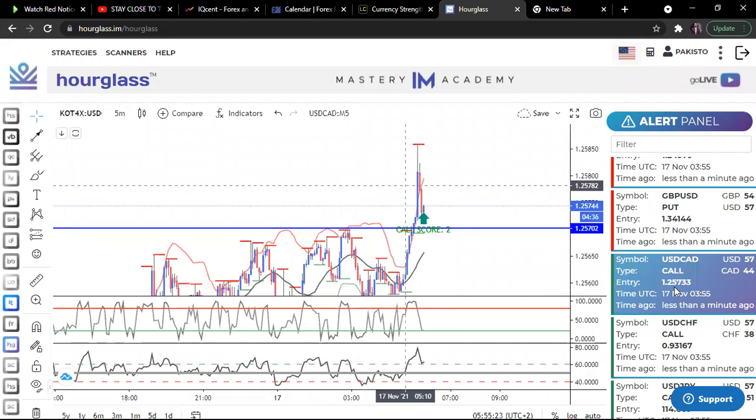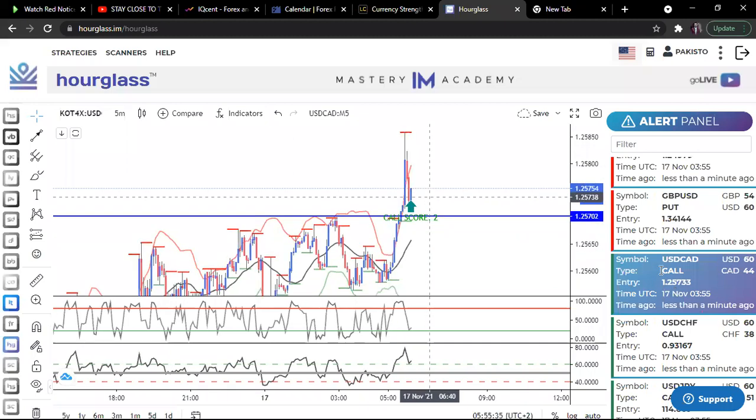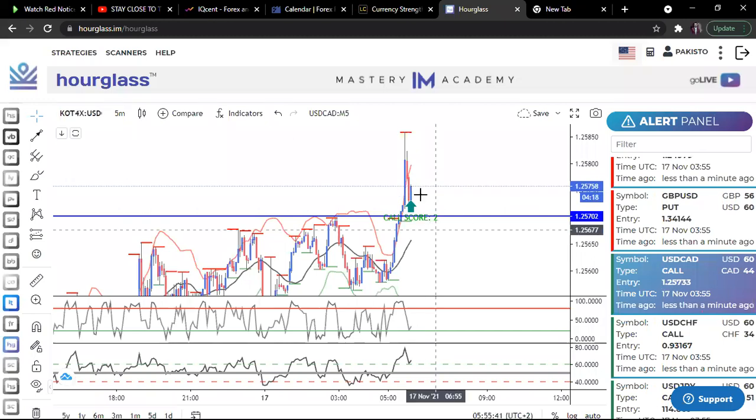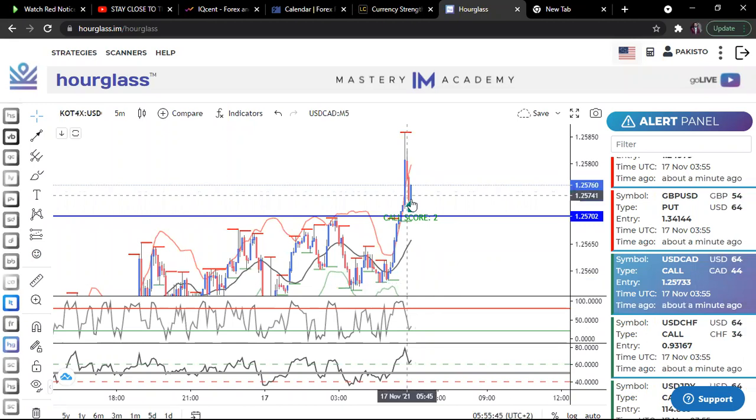Guys, we might have just missed this trade. I didn't call it out, but it is making a massive push. I anticipated that, and I mentioned before it even made that push that this trade might make this push to the upside before timing. And that's exactly what it did. It made a massive push before the new candle opened.